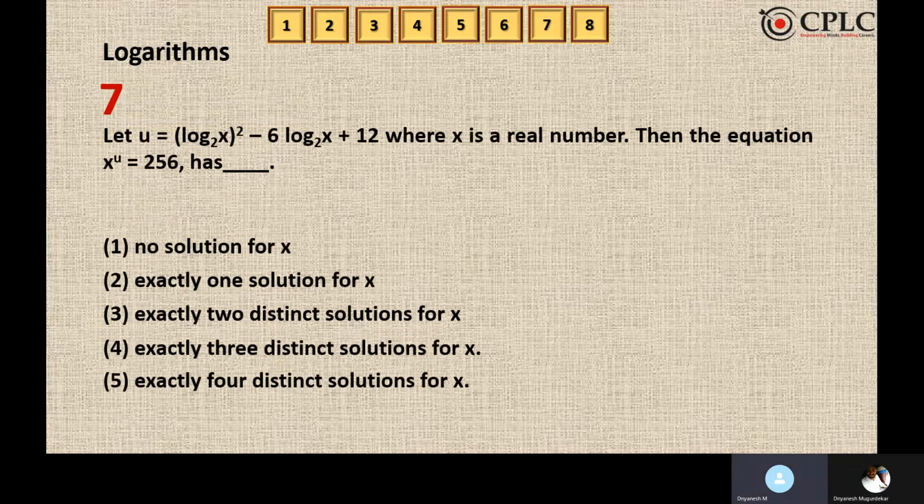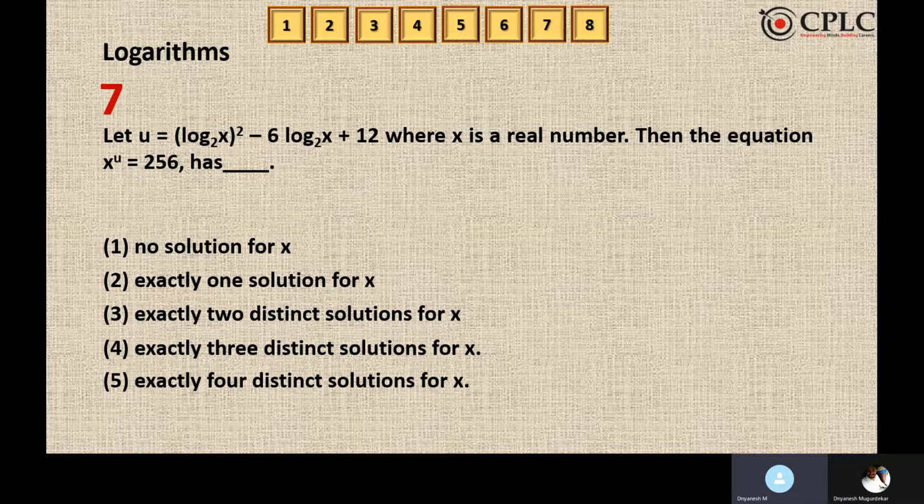The seventh one, the second toughest question. There's a big equation where x is a real number, and then there is another equation, x raised to u is equal to 256. And this has either no solution for x, or exactly one solution for x, or exactly two solutions for x, and so on.